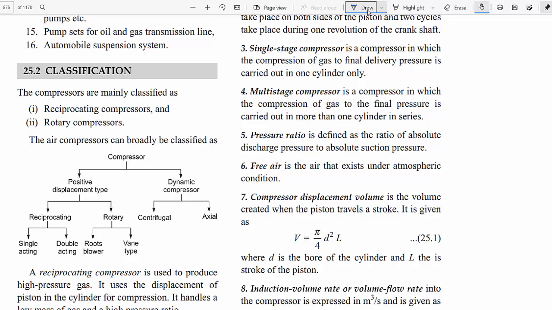Then the classifications of compressors: the positive displacement type and dynamic compressor. Positive displacement includes reciprocating, rotary, single acting, double acting, roots blower and vane type blower; and dynamic compressors are centrifugal compressors and axial flow compressors. These are the positive displacement and these are the dynamic compressors. These are some classifications of compressors.